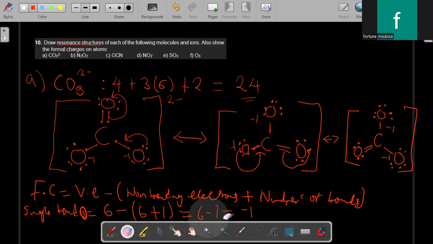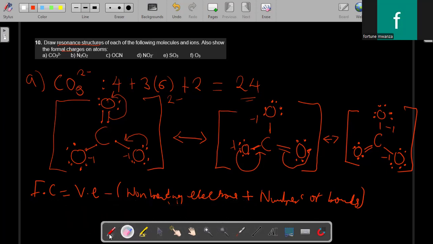So let's go to the second one, which is the oxygen with a double bond.